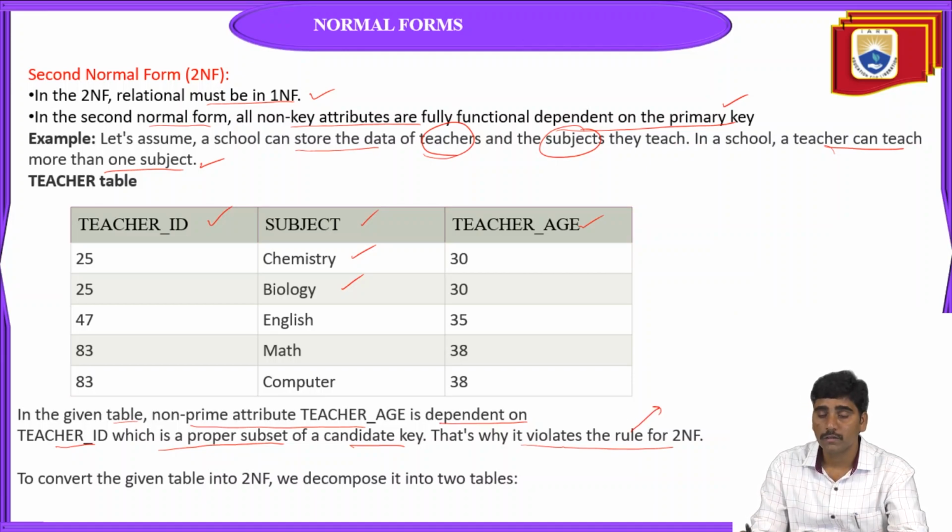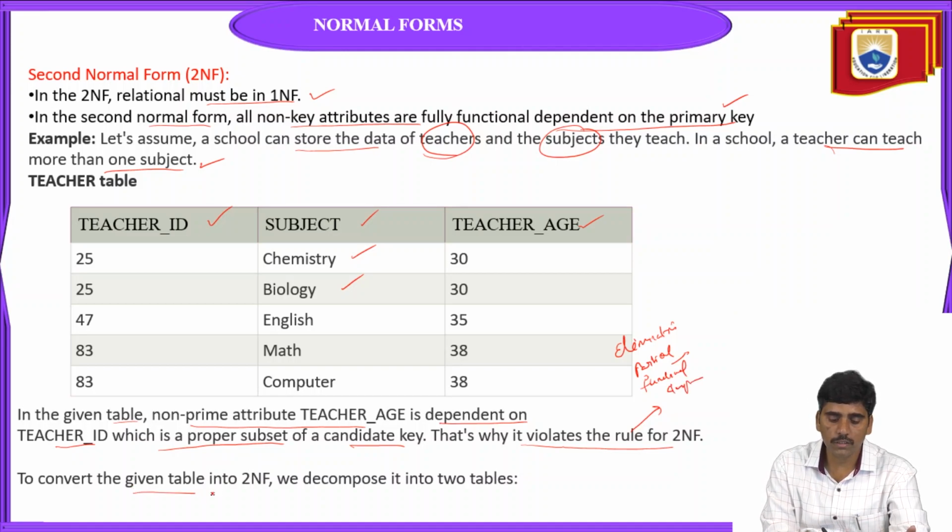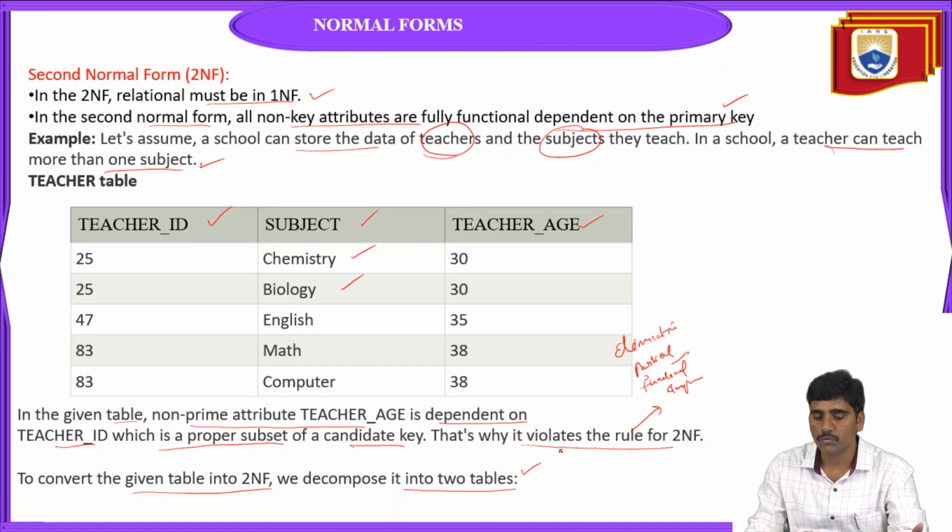The second normal form says we must eliminate partial functional dependencies. That means it should have full functional dependency. So here, eliminate partial functional dependency. To convert the given table into second normal form, we decompose it into two tables like this.